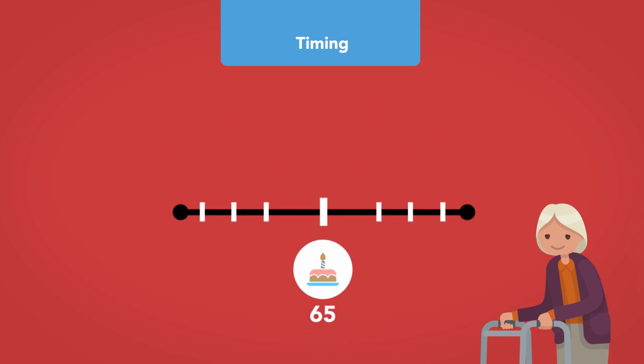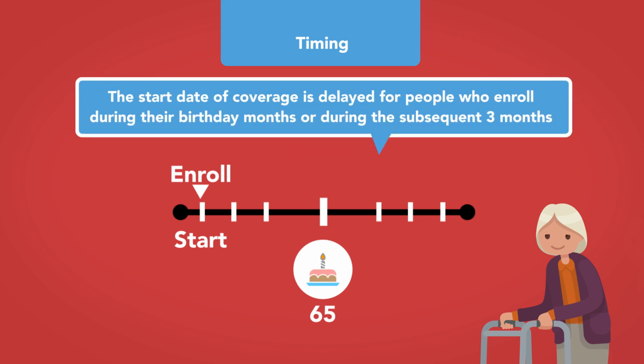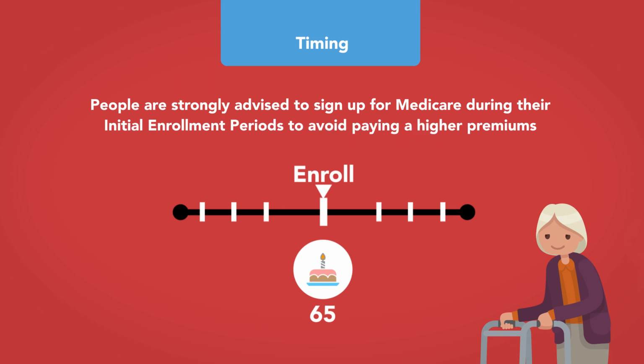The start date when coverage takes effect depends on when during the enrollment period that the person enrolls. If she signs up during the first 3 months, coverage starts on the first day of the birthday month. The start date of coverage is delayed for people who enroll during their birthday months or during the subsequent 3 months. People are strongly advised to sign up for Medicare during their initial enrollment periods to avoid paying higher premiums.